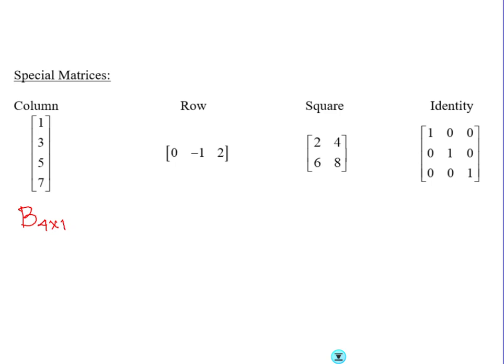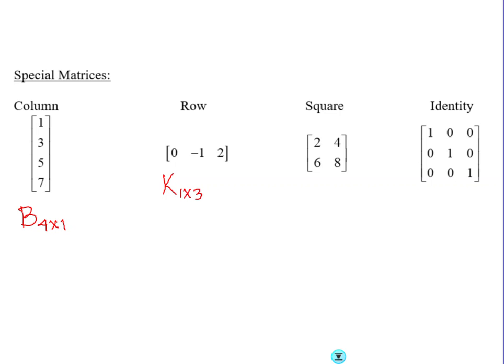Similarly, we have a row matrix that is just 1 row, and I can pick any letter I want to represent this matrix. I'm going to pick K. And this is a 1 by 3 matrix because we have 1 row and 3 columns.